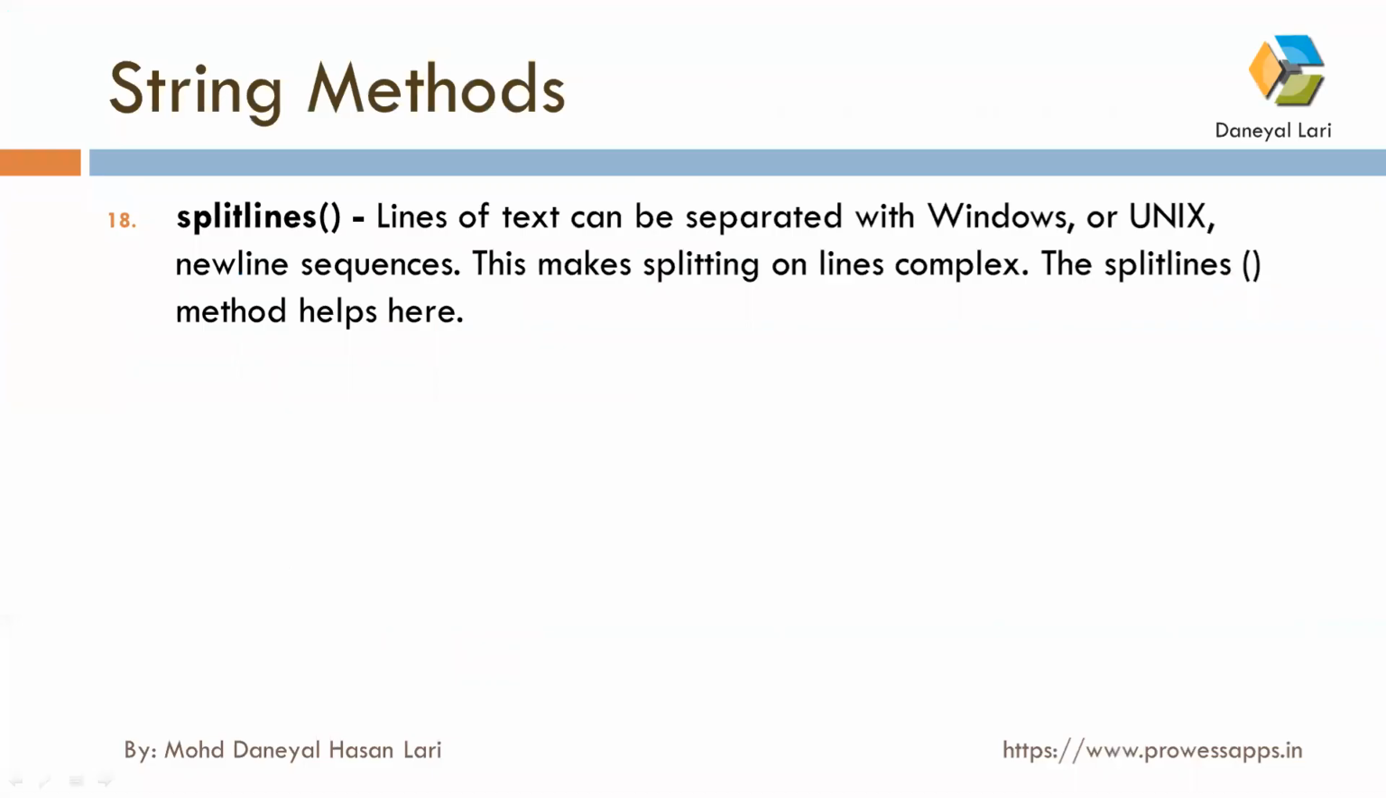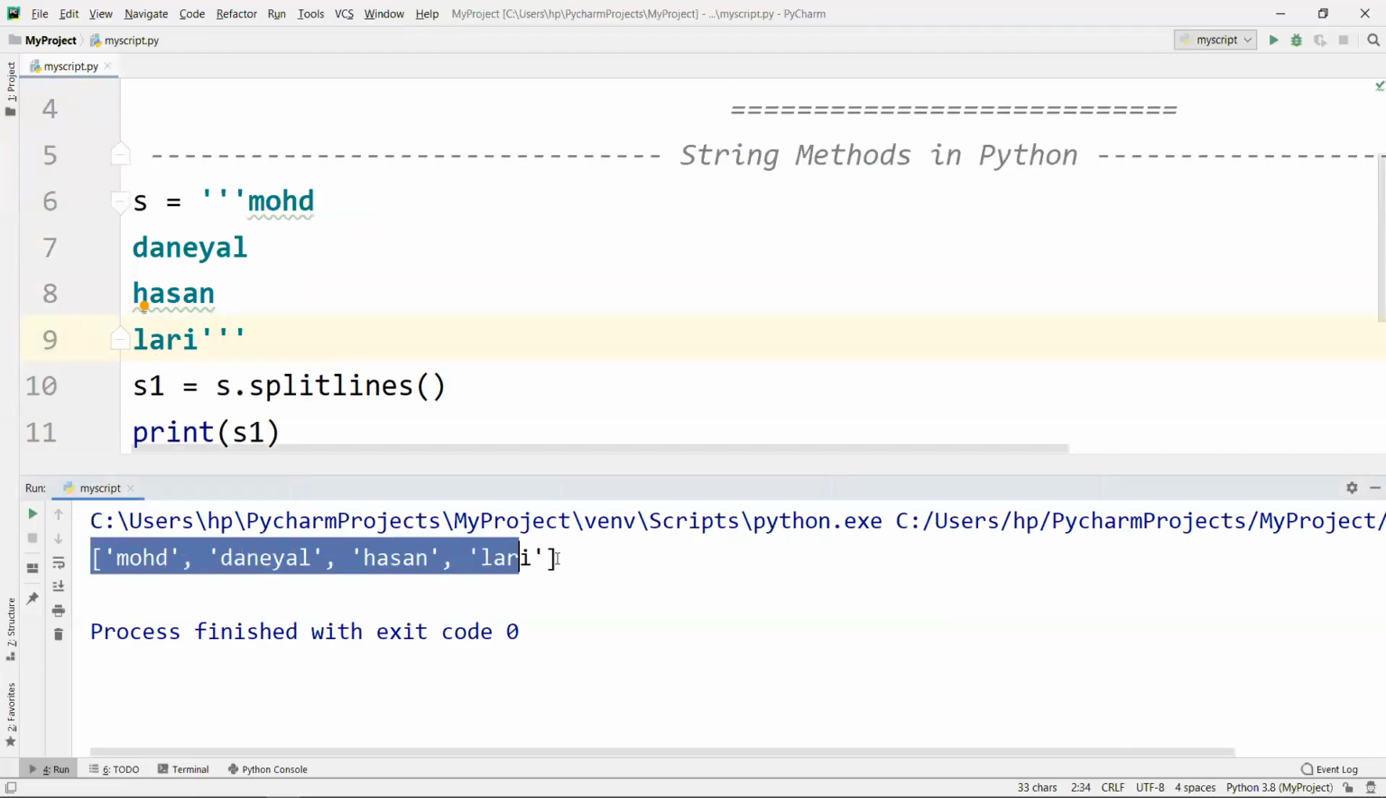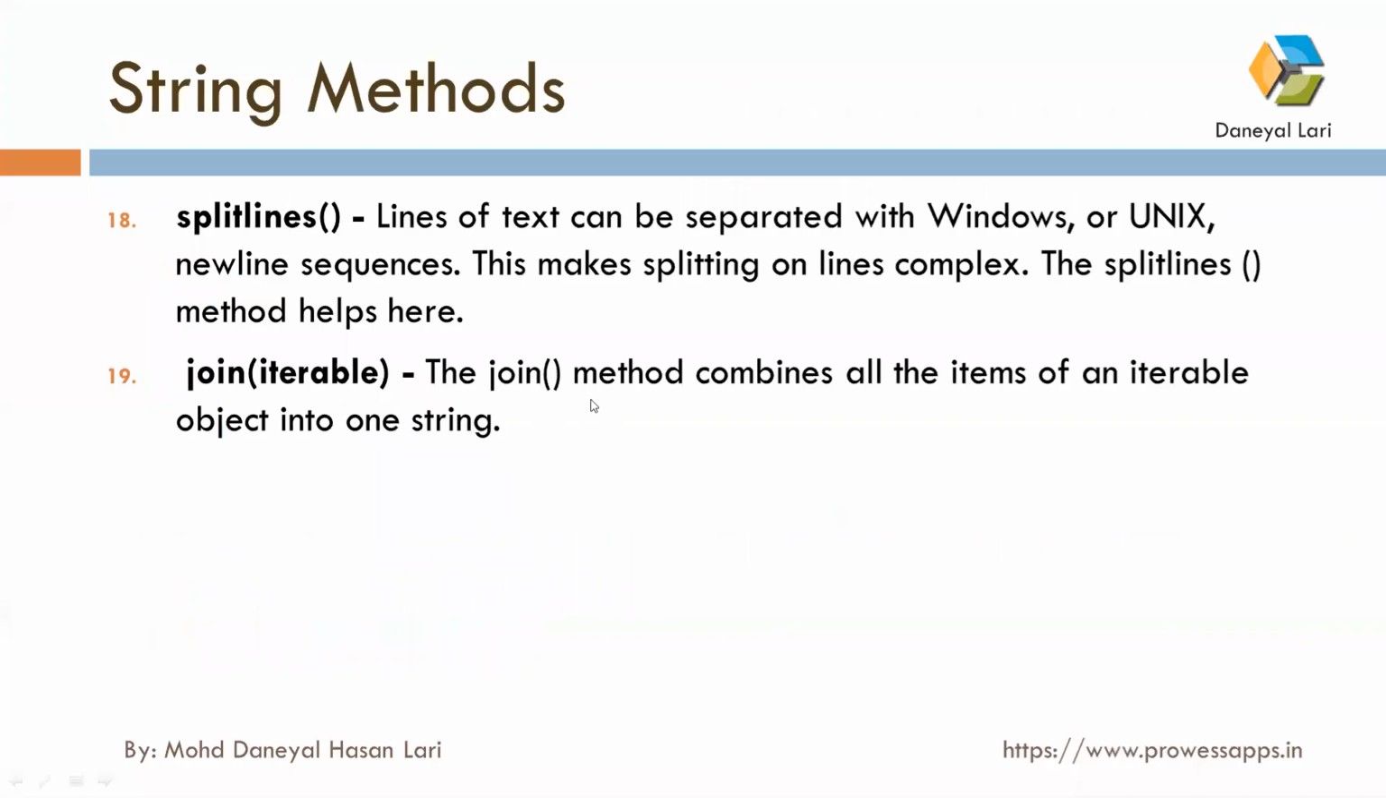Next one is join. Just remember this one, we need to pass one iterable element into the join. Join will do the opposite of split, as split will split your string. It will join the elements of the iterable and create a new string. So the join method combines all the items of an iterable object into one string.